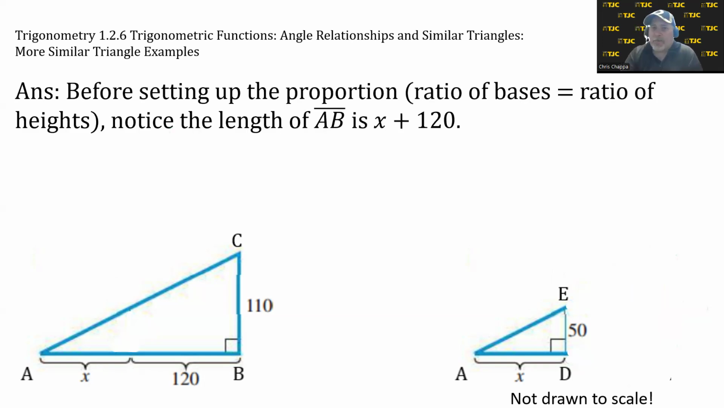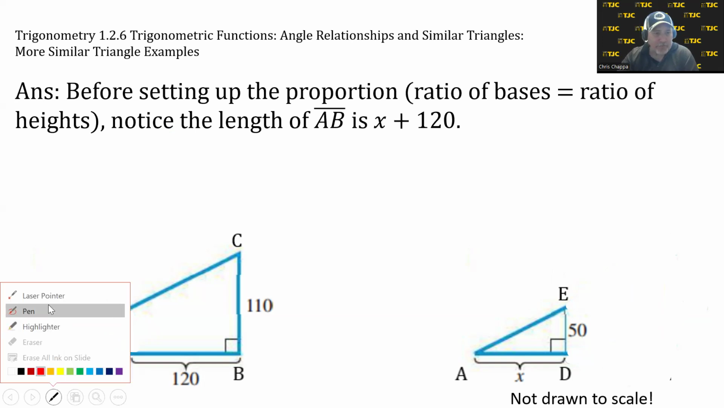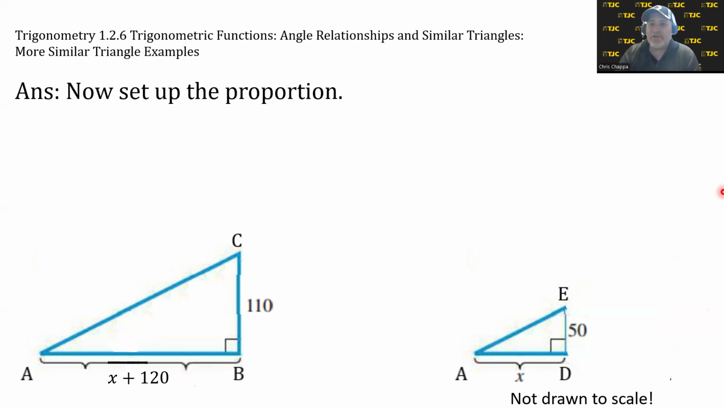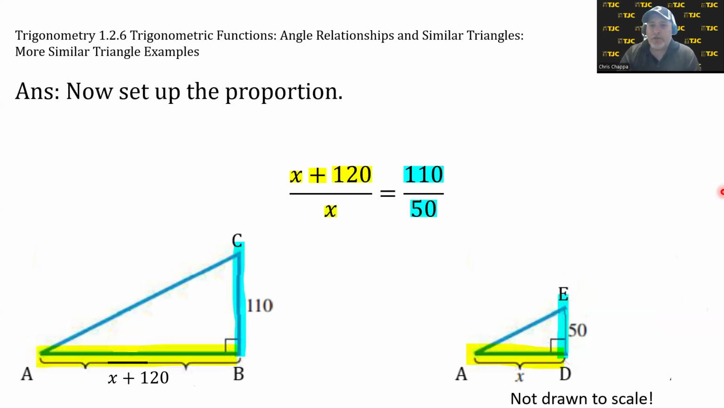Now, before setting up the proportion, which would be the ratio of bases to the ratio of heights, notice the length of segment AB is x plus 120 down here at the bottom. x and then 120 more. So it might help to replace that with x plus 120. It's not necessary, but if it helps, do it. Now we can set up the proportion. The ratio of the bases in yellow. On the left is x plus 120. On the right is just x.